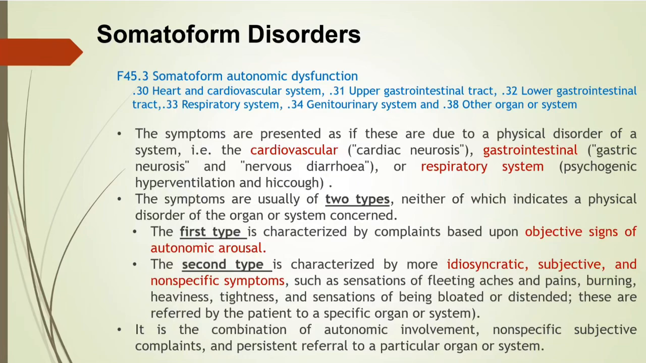The second type is more idiosyncratic, subjective and non-specific symptoms such as sensation of fleeting aches and pains, burning sensations, heaviness in chest, head or bodily parts, tightness and sensation of being bloated or distended. These are referred by the patient to a specific organ and system. So a specific system is involved in this somatoform autonomic dysfunction. The person will confine to either the cardiovascular system or the GI system, like upper GI or lower GI, or the respiratory system.